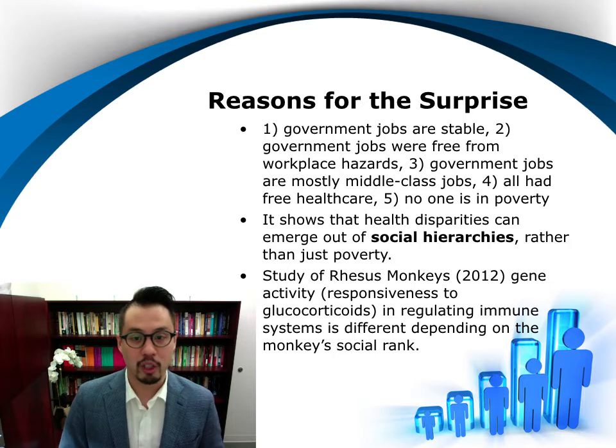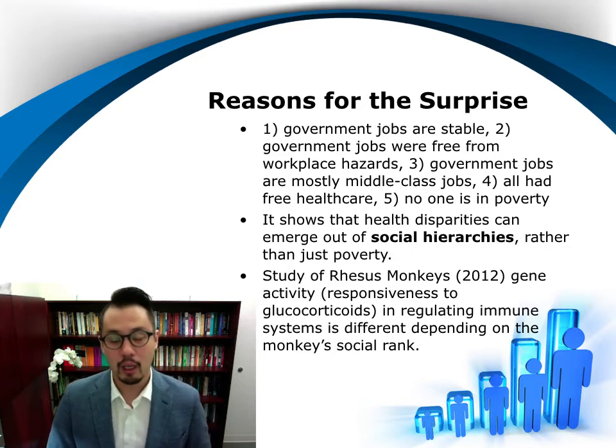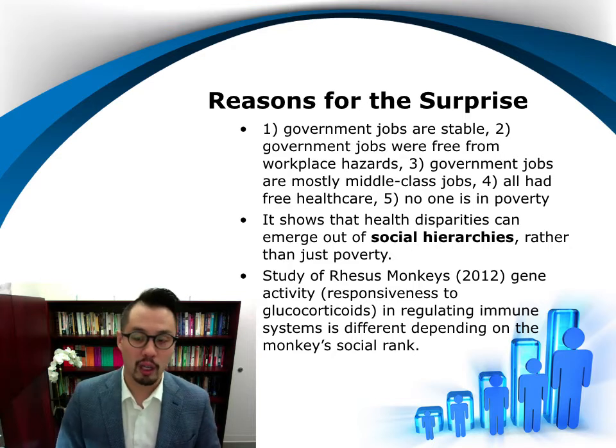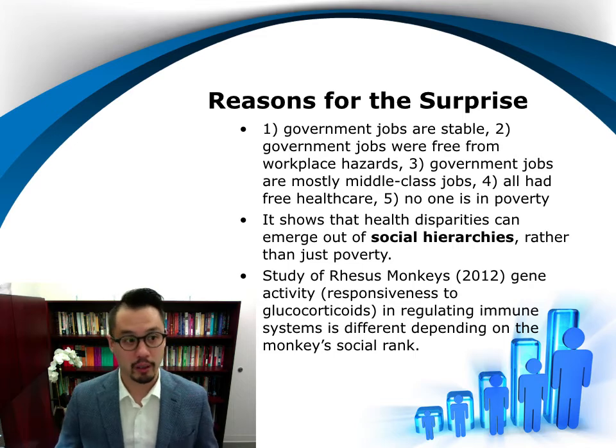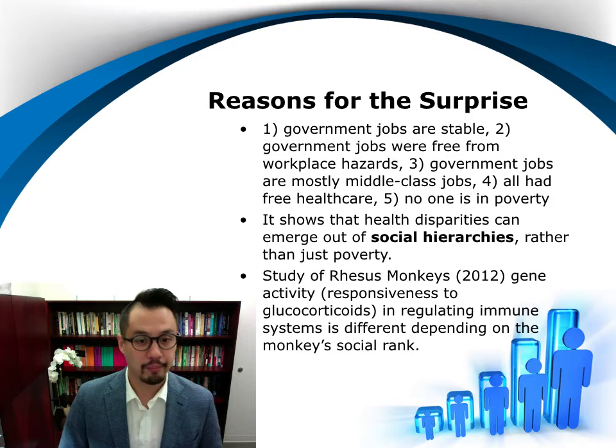And government jobs are also mostly middle-class jobs. So they have a little bit of social prestige attached to them. And then number 4, all have free access to healthcare, right? As they have the national health insurance. And then number 5 is that no one is really in poverty, right? Nobody lives below the poverty line.